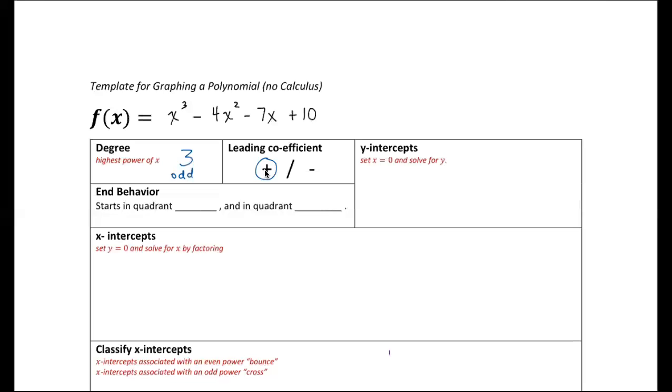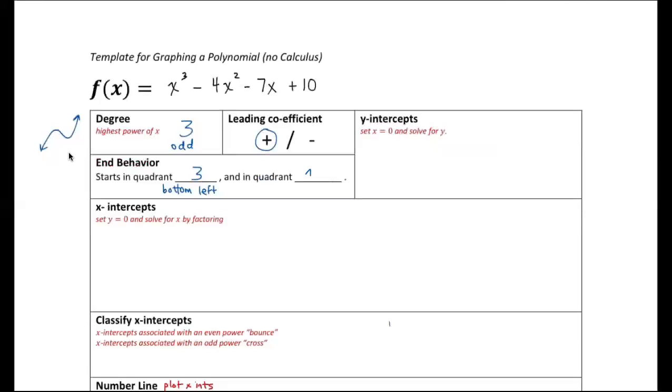And if I've got an odd function with a positive leading coefficient, I know it's going to look something like this. I don't know necessarily about all the squiggles. We're going to figure out all those pieces later. But in terms of the end behavior, we know it's going to start from this bottom left. That's quadrant 3. So let me write that in. 3, that's the bottom left. Okay. And it's going to come up and finish over here in the top right. We call that quadrant 1. So again, we already have a lot about the shape just from looking at the degree and the leading coefficient.